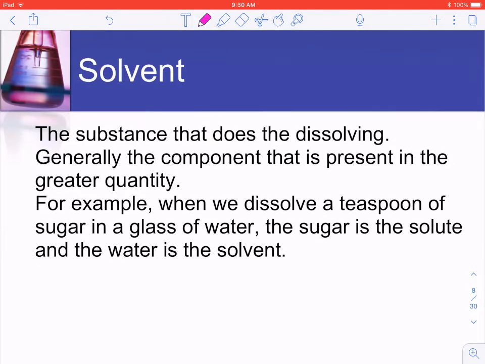Conversely, the solvent is the thing that does the dissolving. So if we had an example, if we had sugar in a glass of water, the sugar is the thing that gets dissolved, so we call that the solute, whereas the water is the thing that's doing the dissolving, so we're going to call that the solvent.